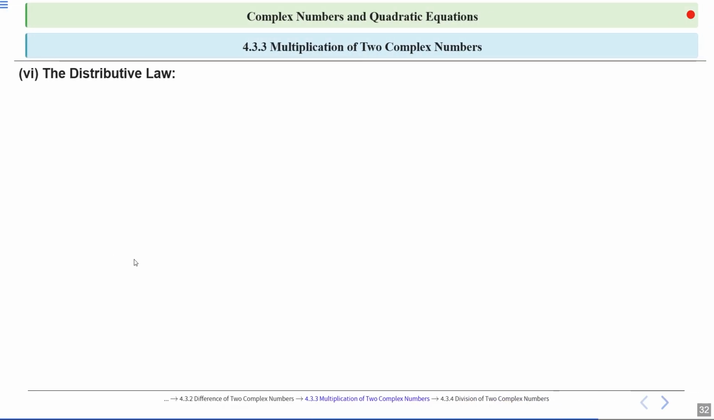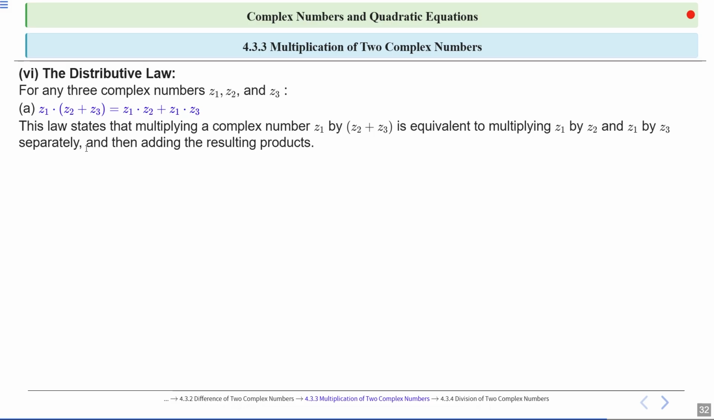Now we will discuss the distributive law. For any three complex numbers z1, z2 and z3, z1 times z2 plus z3 equals z1 times z2 plus z1 times z3. So this law states that multiplying a complex number z1 by z2 plus z3 is equivalent to multiplying z1 by z2 and z1 by z3 separately, and then adding the resulting products.